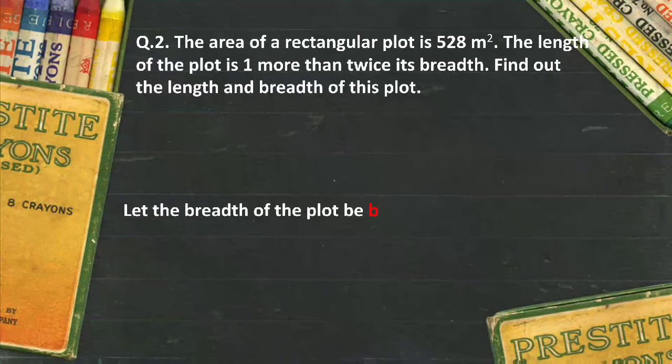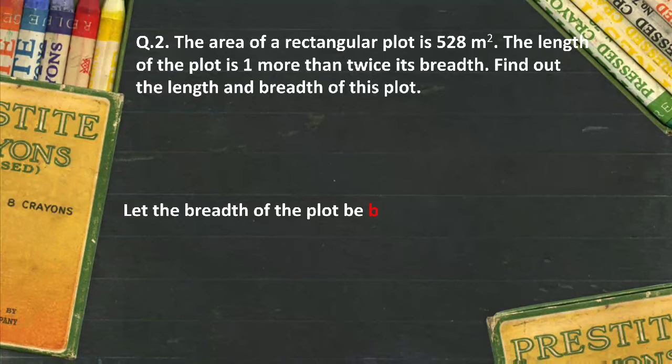Today we're going to solve another problem from the chapter Quadratic Equation. The question is already in front of your screen: the area of a rectangular plot is 528 meters square. The length of the plot is one more than twice its breadth. Find out the length and breadth of this plot.